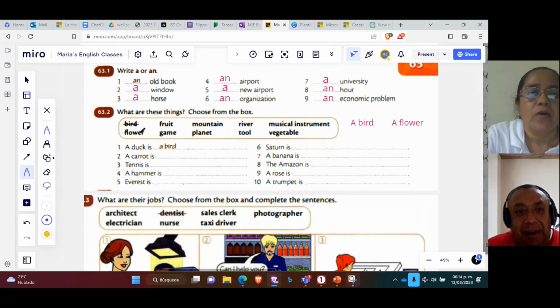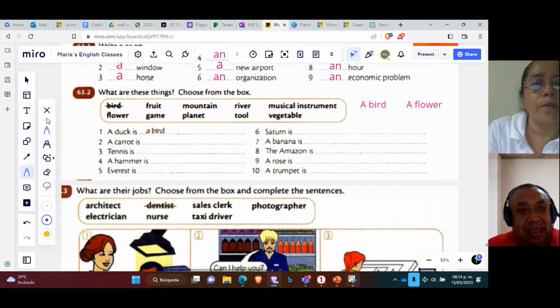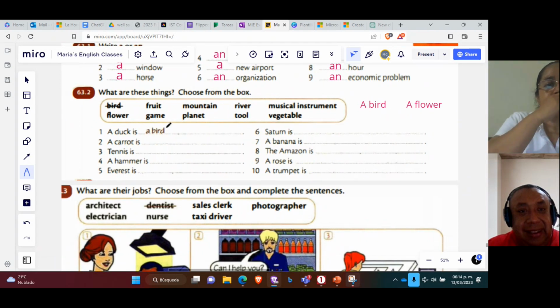Bird. Flower. Fruit. Game. Mountain. Planet. River. Tool. Musical instrument. Vegetable. Por ejemplo, ahora dice, a dog, dice un pato es un ave. A dog is a bird.